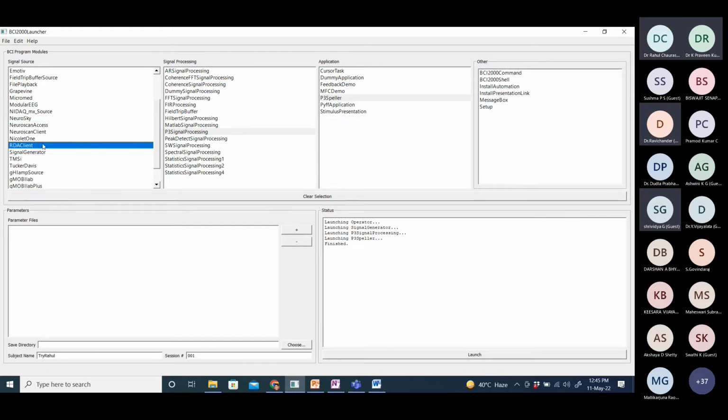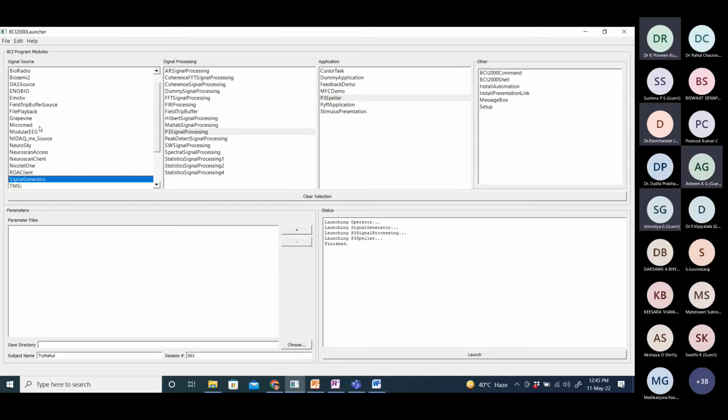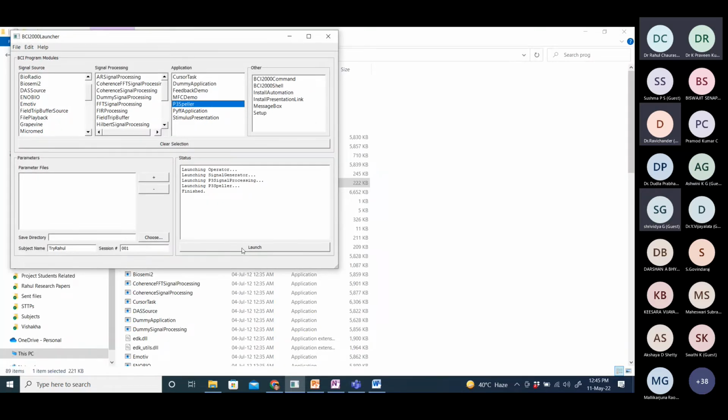IDA client, remote data access client. So there are a lot of devices available, and they try to accommodate all of them as signal generator. So I am having a signal generator here. Then application. Application may be like I am selecting P300 signal processing. Application is P300 speller, and you can have other applications as well. So I go and launch.